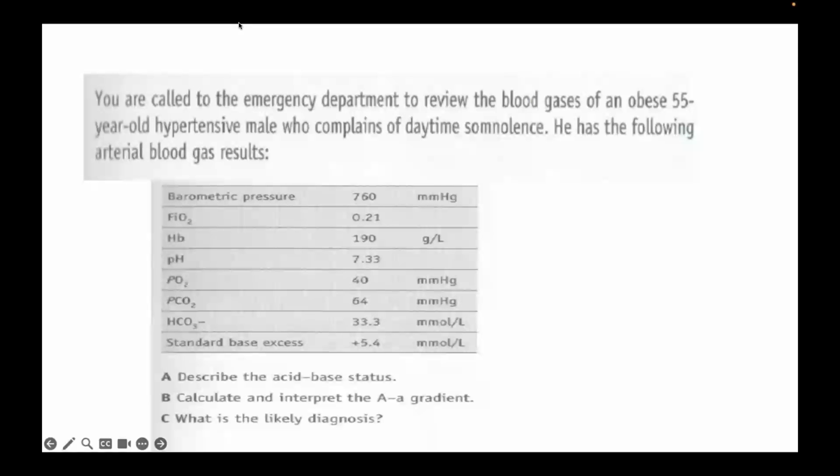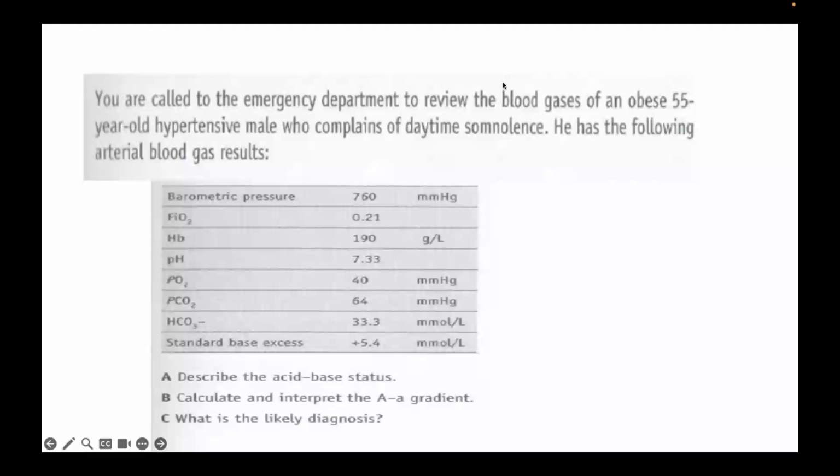Sir? Do you think it's acute or chronic? So it looks like chronic, sir. Why do you think it's chronic? He's an obese patient? Yes. Hypertensive, daytime somnolence. OSA, sir, it looks like OSA. Chronic. Okay, fine. That's chronic, respiratory failures.